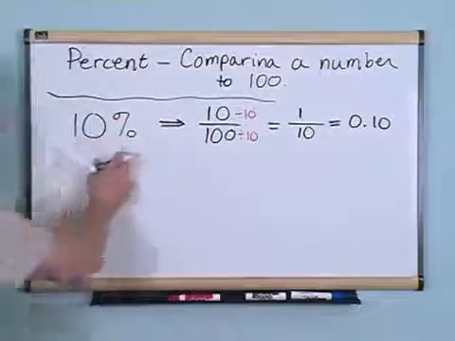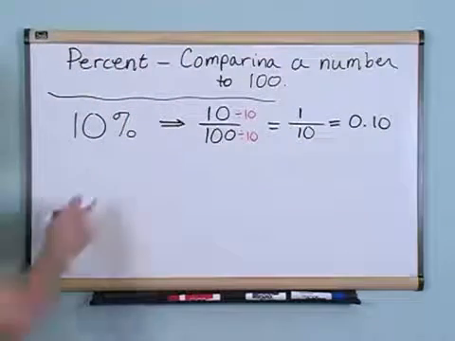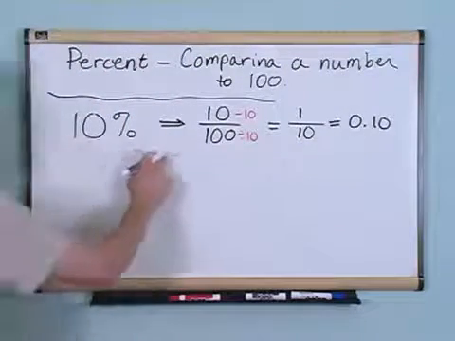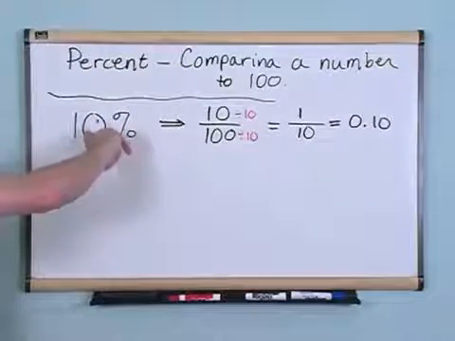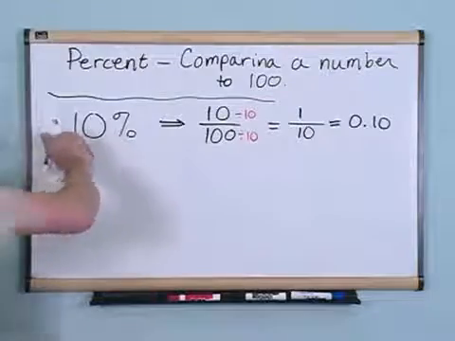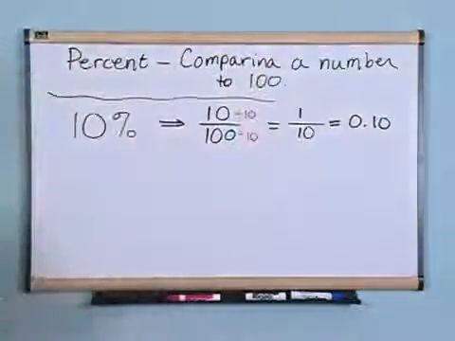Now notice, 10% is equal to 0.10, okay? So all you have to do if you want to convert a percent to a decimal is take the imaginary decimal point here and move it to the left 2 places, 0.10, and you'll get the decimal equivalent, okay?